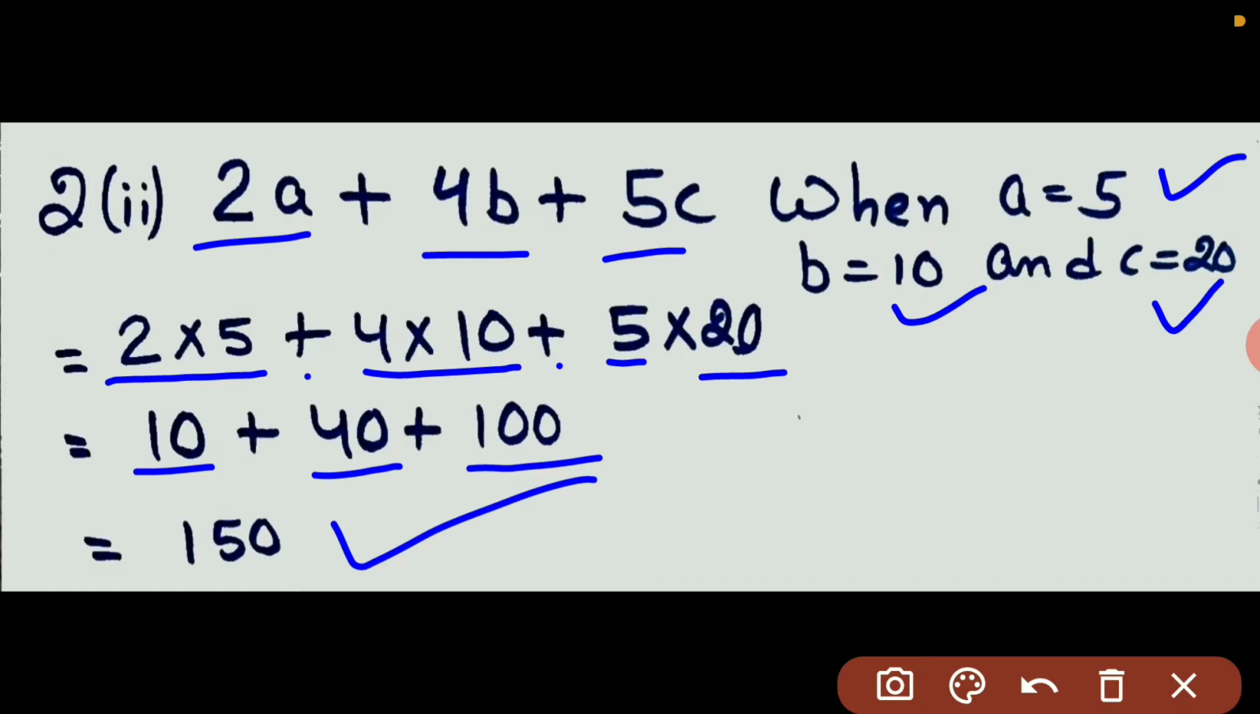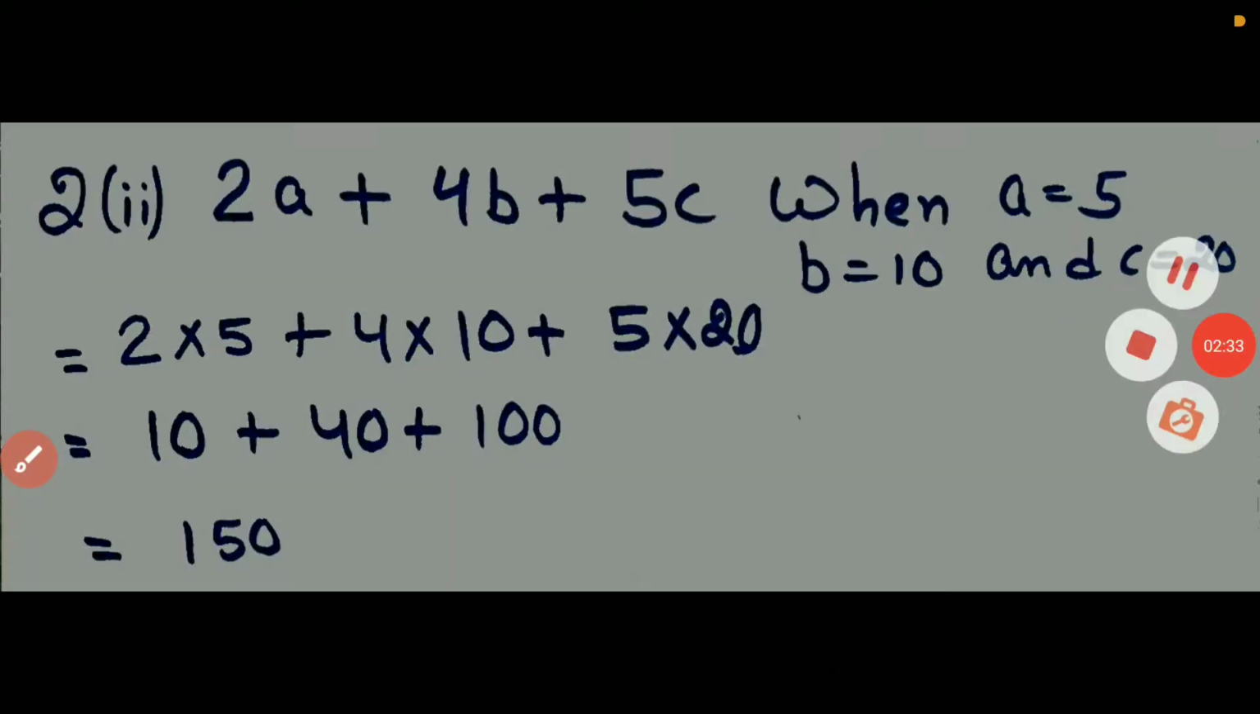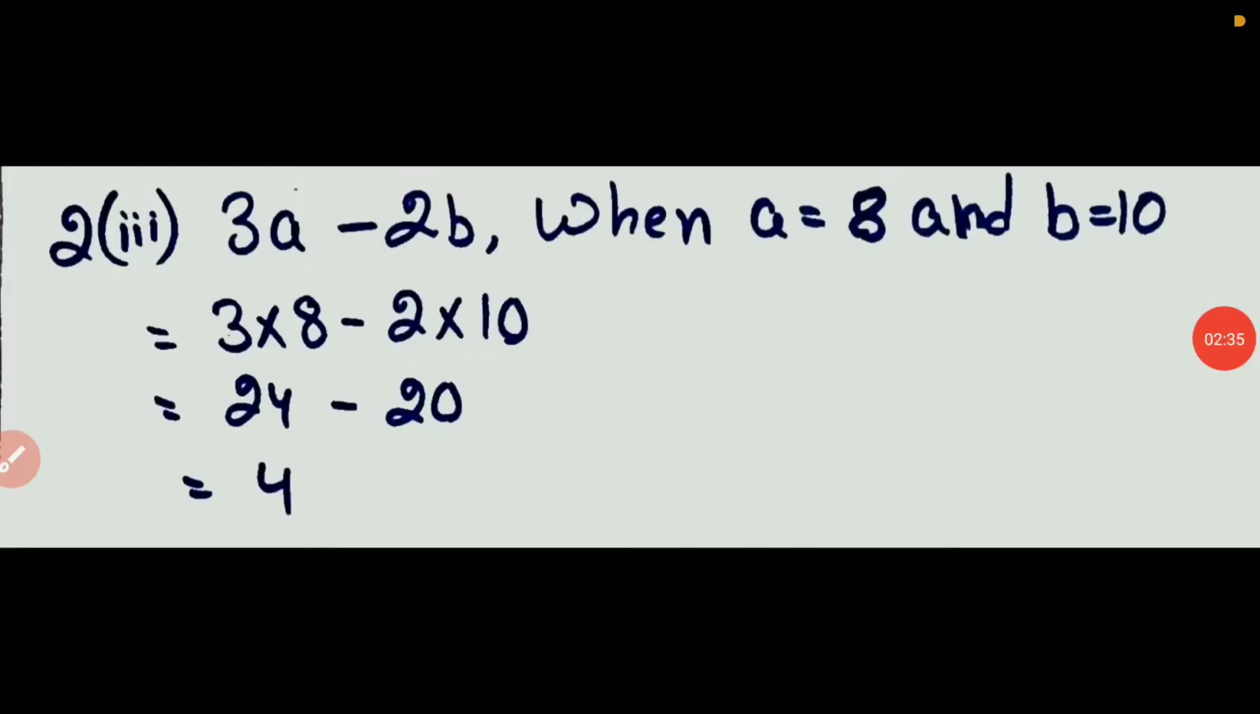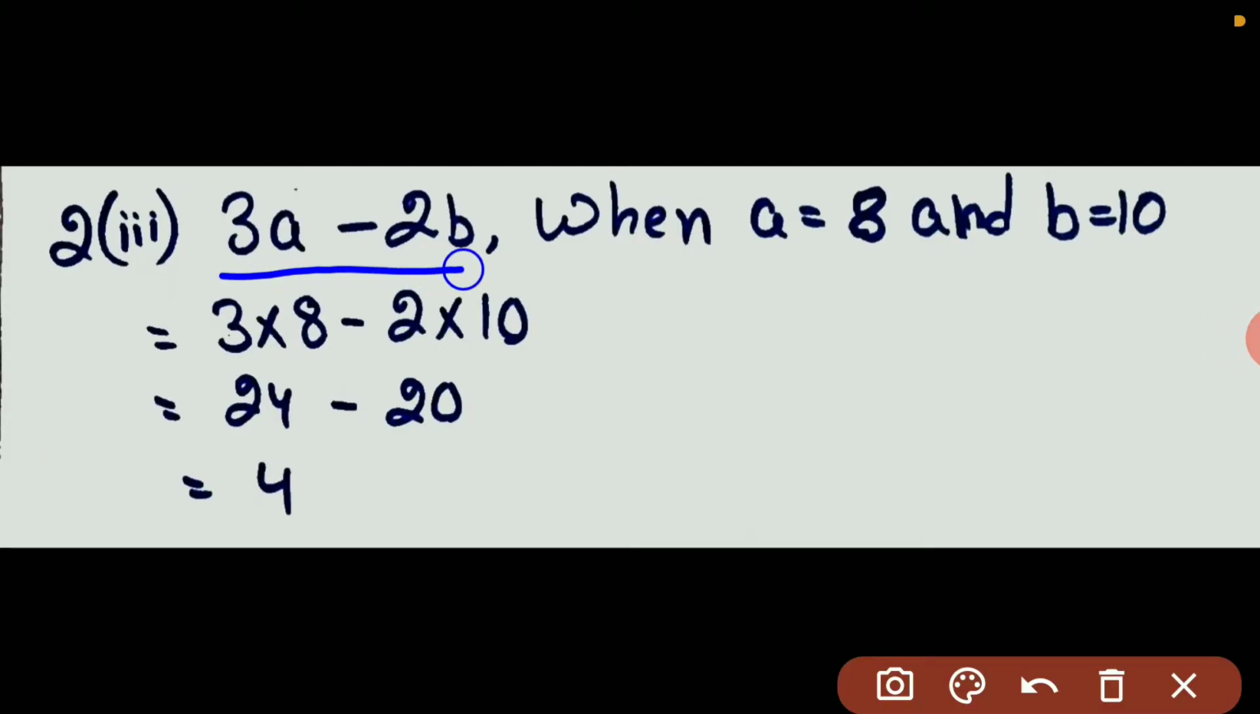Let us go to the next number. Coming to number 3. The question given is 3a minus 2b when a equals 8 and b equals 10. Now I am supposed to multiply this 3 by a, which is 3 into 8, and minus sign comes here. 2 into b means 2 into 10, right? So 3 into 8 shall give me 24, minus 2 into 10 shall give me 20, and now 24 minus 20 shall give me 4. This is how we are supposed to do number 3. Now let us go to the next number.